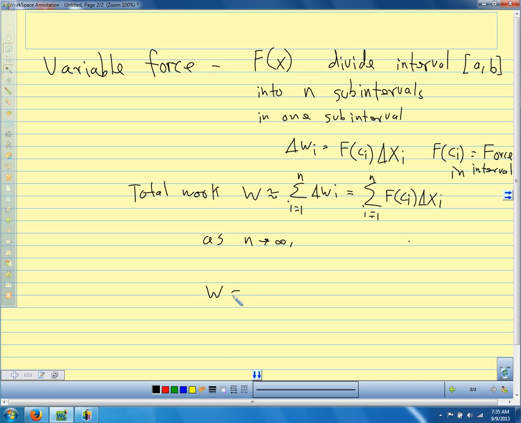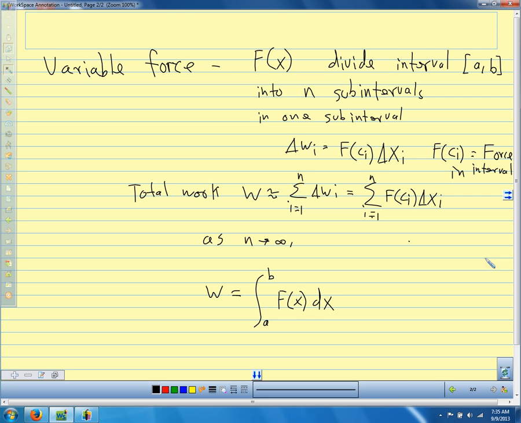We have the work is the integral from A to B of some variable force dx. So the work done moving an object from point A to point B by a variable force is given by this integral.